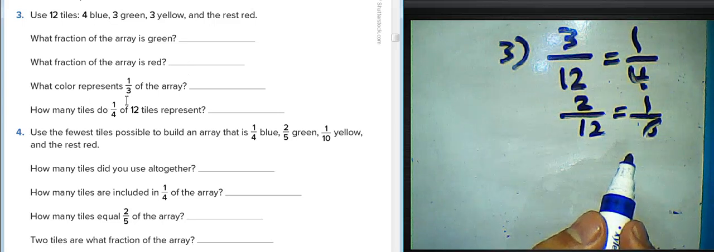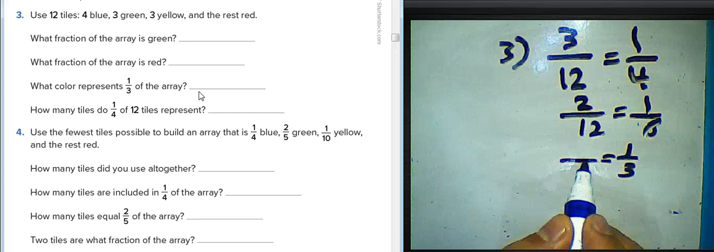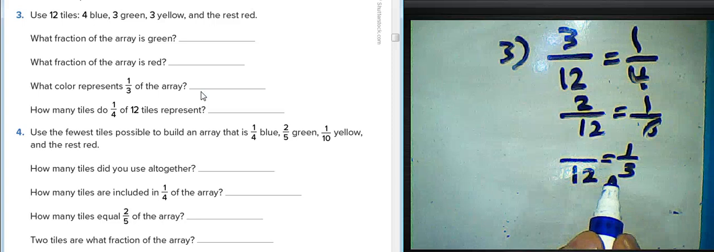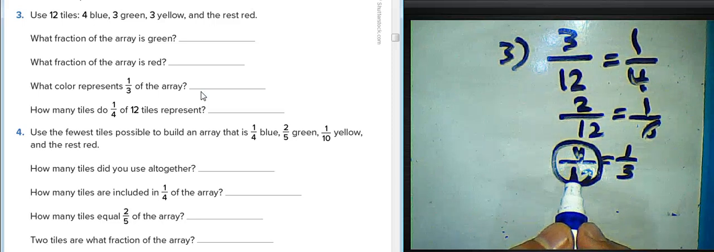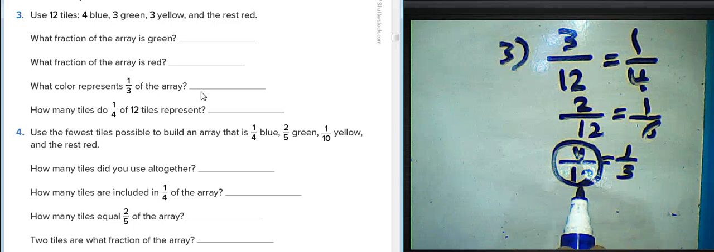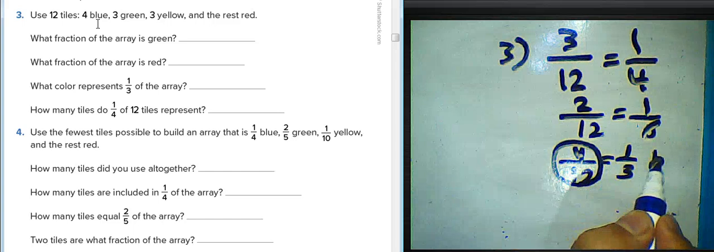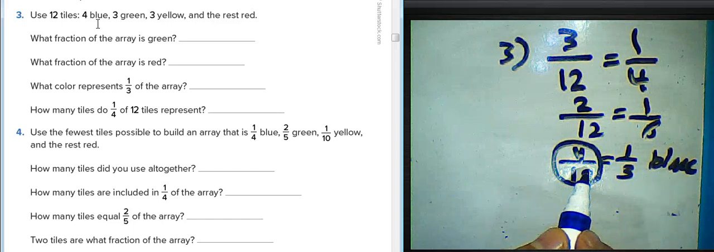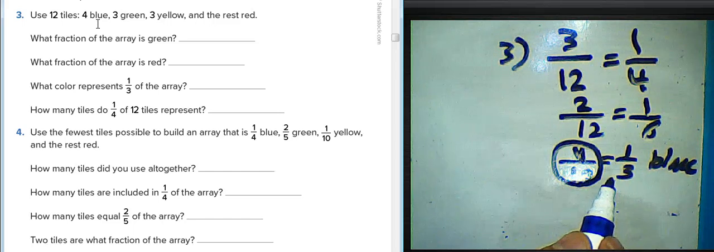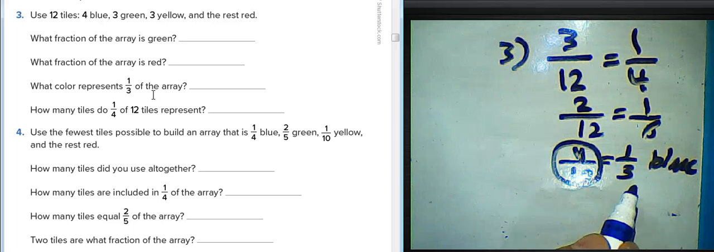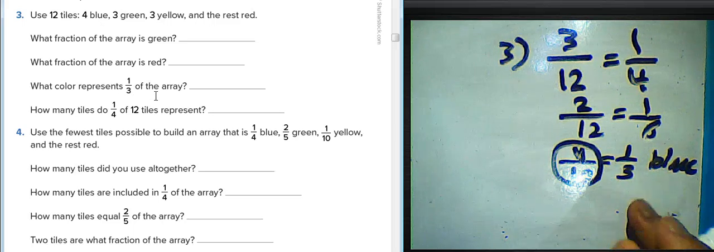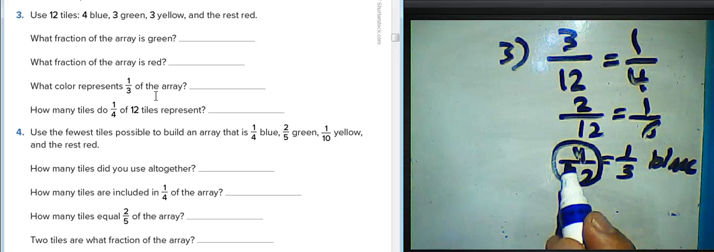And what color represents one third of the array? Who can tell me? One third, it will be what? We need 12 in the denominator. Convert it by multiplying by 4. 1 times 4 equals 4. So the color that represents one third of the array, look here, 4 blue. Yes, 4, right below here. This is the color representing 4 over 12, which is one third. He asked about one third of the array, it will be blue. Why? Because one third equals 4 over 12.